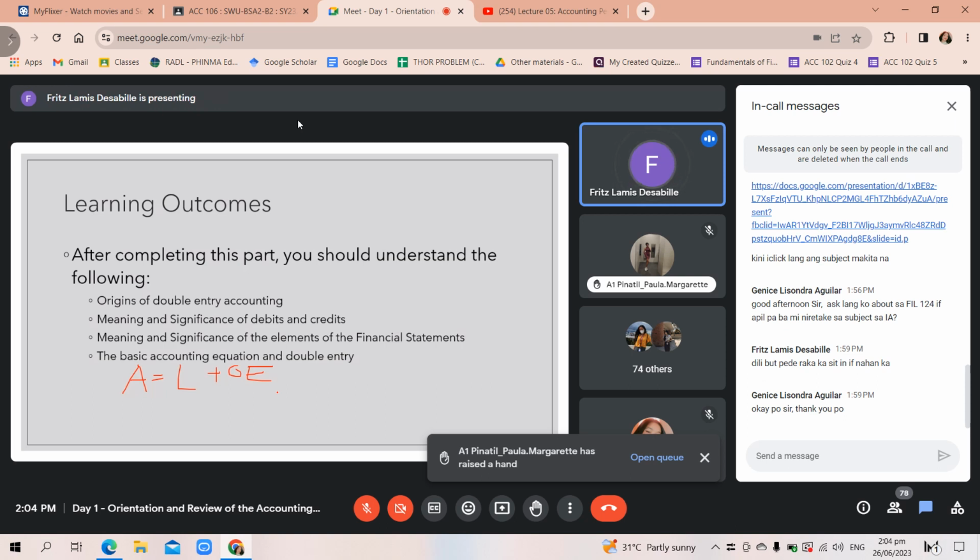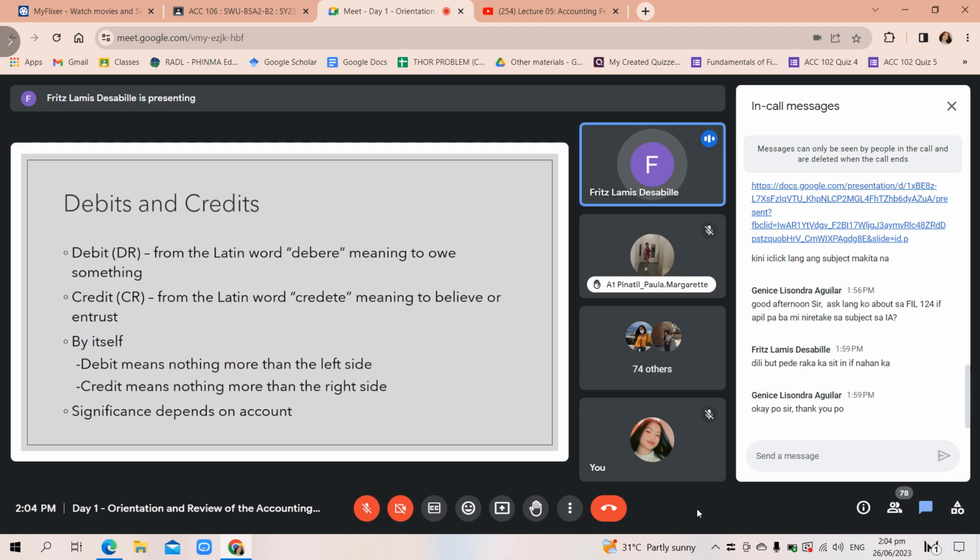Now, under the double entry theory, guys, the accounting equation should always be balanced. So, at all times, your assets equal your liability plus owner's equity. So next is debits and credits.